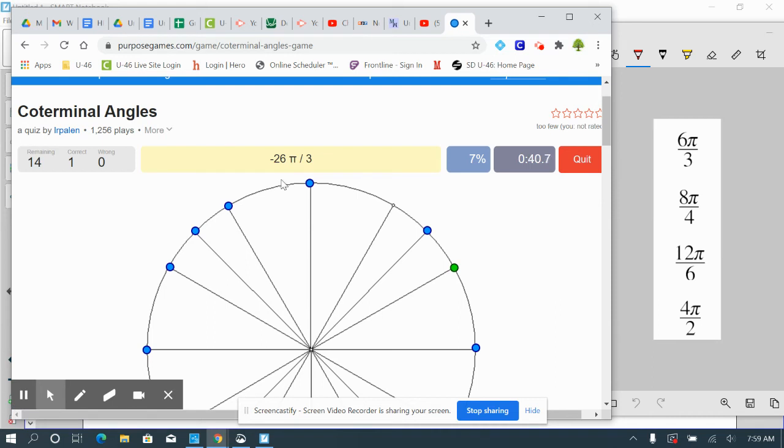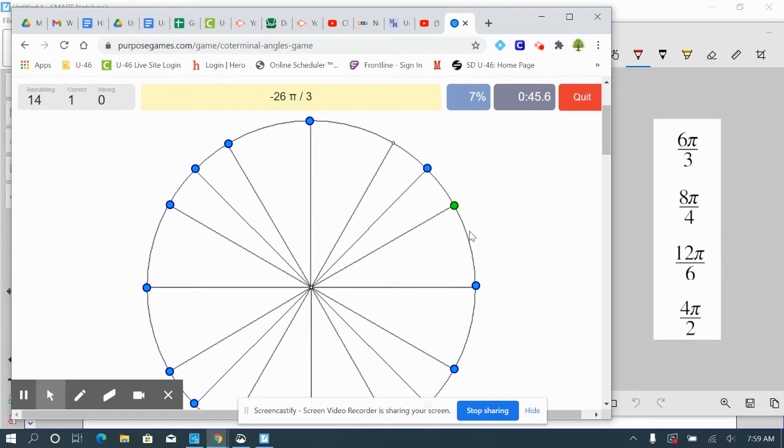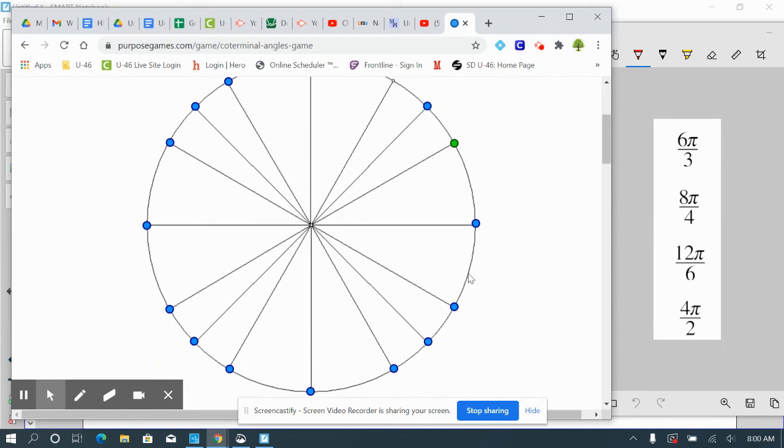This one is more critical for our class. Negative 26 pi over 3. So we're going clockwise if it's a negative angle. So how many full circles can I squeeze in here? Well, the denominator is 3, so I'm thinking of 6 pi over 3. So how many 6 pi over 3s go in here? You can get to 24 pi over 3. That would be 4 whole circles. 24 pi over 3 leaves you with 2 left over. So this is coterminal with negative 2 pi over 3, which is this one.